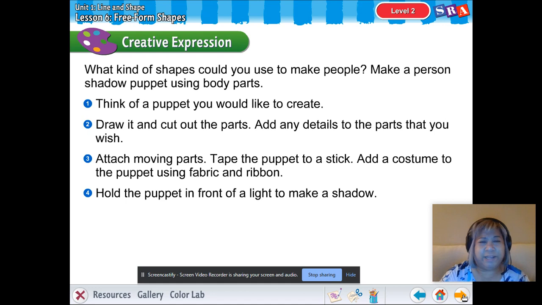Make a person shadow puppet by using different body parts. Think of a puppet you would like to create, draw it, cut out all the different pieces and any details to the parts that you wish. You can attach the moving parts and then tape the puppet to a pencil or a stick. You could add the costume and decorate it, add ribbon, whatever you want to, or you could just make a paper one. Hold the puppet in front of a light to make a shadow.